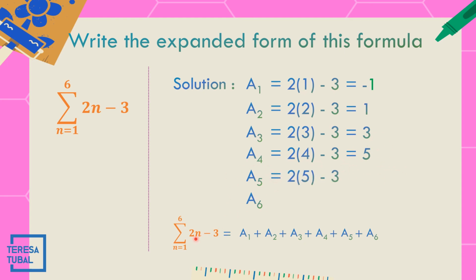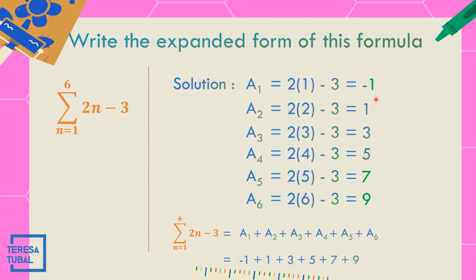Fifth term, copy 2. Replace n by 5. Copy negative 3. 2 times 5 is 10 minus 3. That is 7. Sixth term, copy 2. Replace n by 6. Copy negative 3. 2 times 6 is 12 minus 3. That is equal to 9.